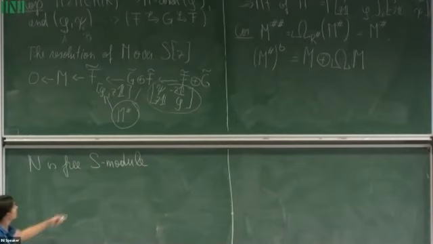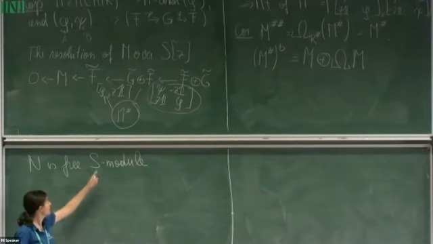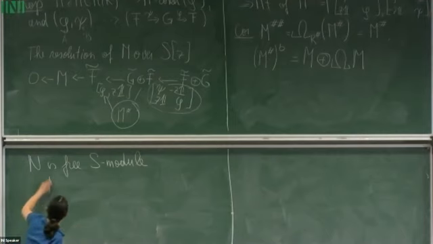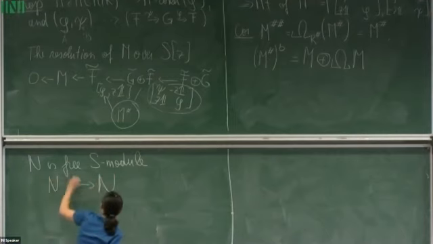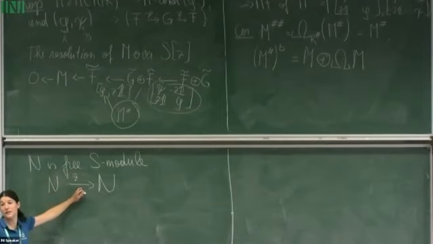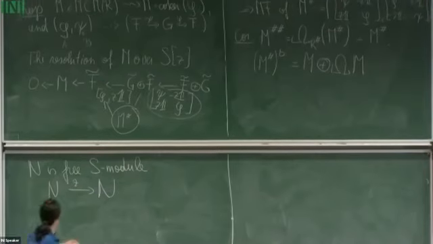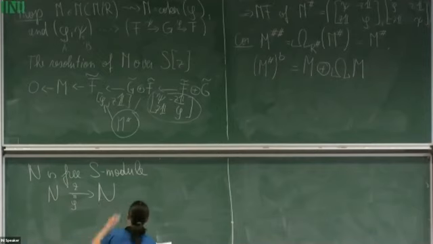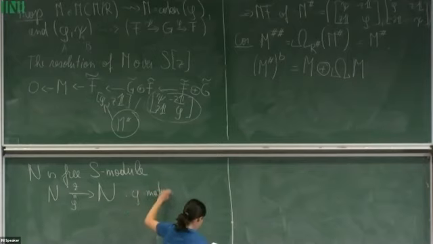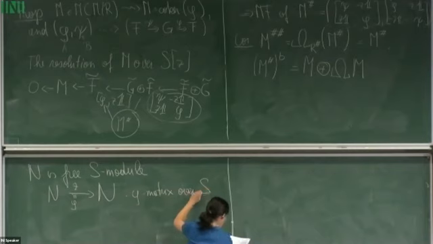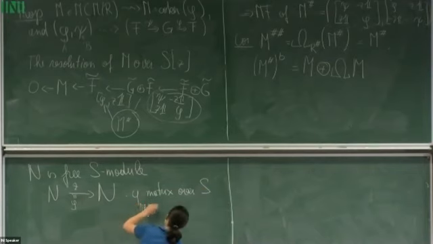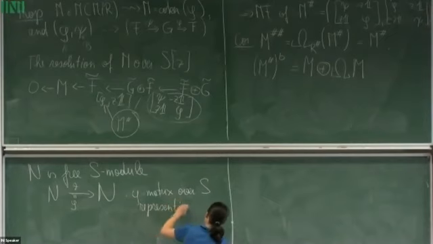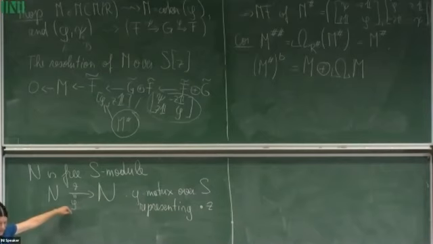And so this is an element that's not contained in S. But we can multiply N by Z and express that as an S module. So phi is the matrix over S representing multiplication by Z. And so this gives us a matrix.